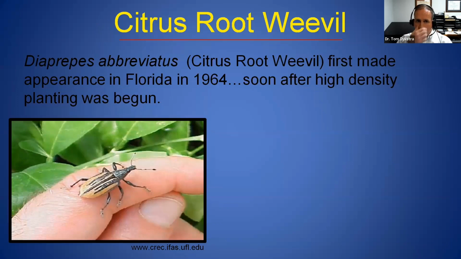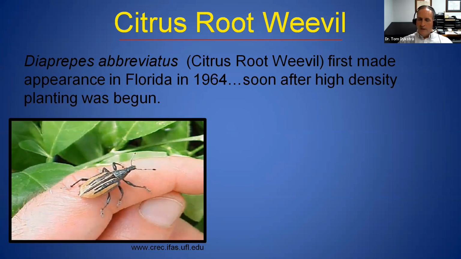One of the next ones to come in is Diaprepes abbreviatus, which is the citrus root weevil. It first made its appearance in Florida in 1964, soon after high density planting was begun. It was such a pleasure listening to Tom Murray's talk when he was talking about making sure that light got through, because if light does not get through, and if you have high density planting, for example, which is unfortunately more common than it should be, the trees will suffer.